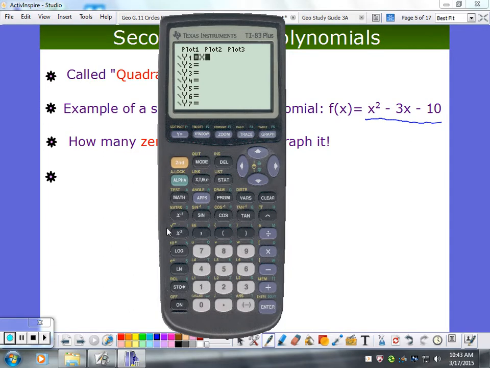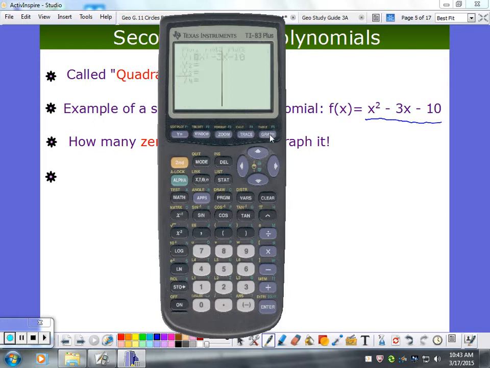If you know where the square button is, go down that first column so you see x squared. Minus 3, go back to the x, which is next to the alpha key, minus 10. You're going to type that into y1 equals. Everybody doing it? You want to make sure we're having this problem, right? This part here?